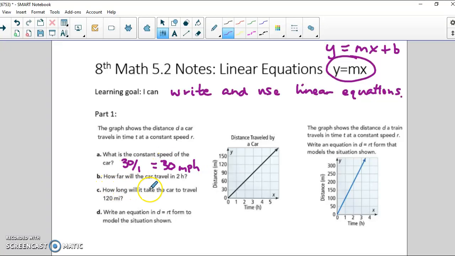If I want to know how far the car will travel in 2 hours, then I look for 2 on my x-axis and I find the point on my line where x equals 2, and I can see that in 2 hours the car has traveled 60 miles. And for part C, how long will it take the car to travel 120 miles? I'm going to find the point on my graph where y equals 120, and that would be at 4 hours.